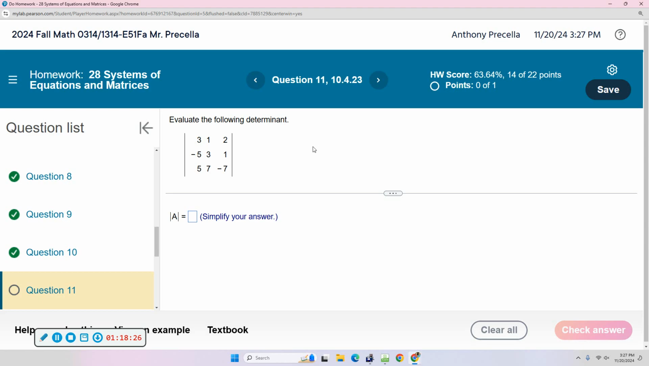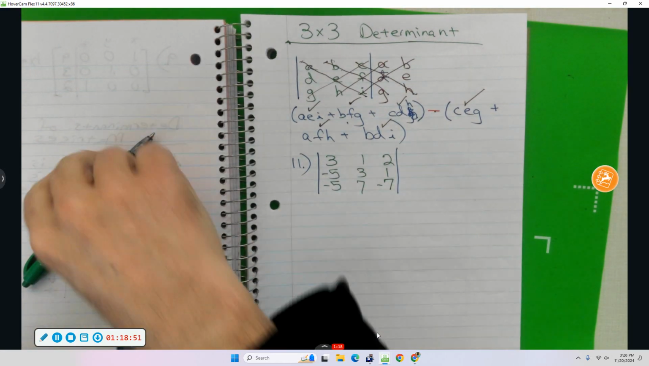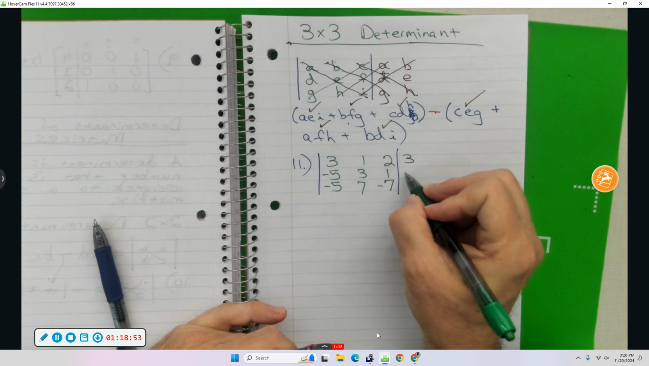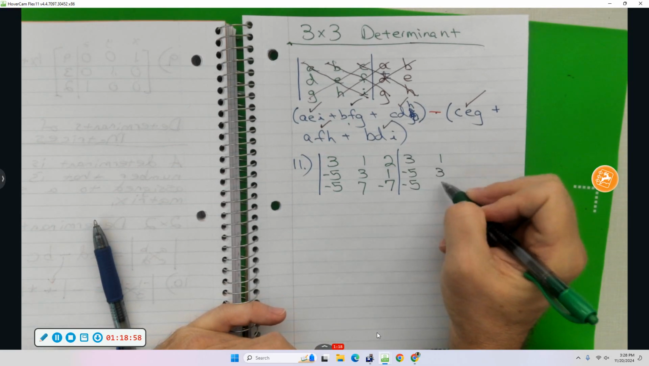When you're multiplying, what number should you hope you have a lot of for determinants like this? What's the easiest number to multiply anything by? 0. So when you're looking here, you should be hoping there's a lot of zeros. Here there isn't, but let's go ahead. I'm going to recopy. Make sure not to miscopy it. Recopy the first 2 columns: 3, -5, and 1, 3, -7.